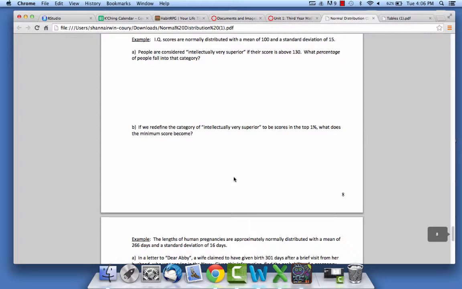IQ scores are normally distributed with a mean of 100 and a standard deviation of 15. People are considered intellectually very superior if their score is above 130. What percentage of people are above 130?